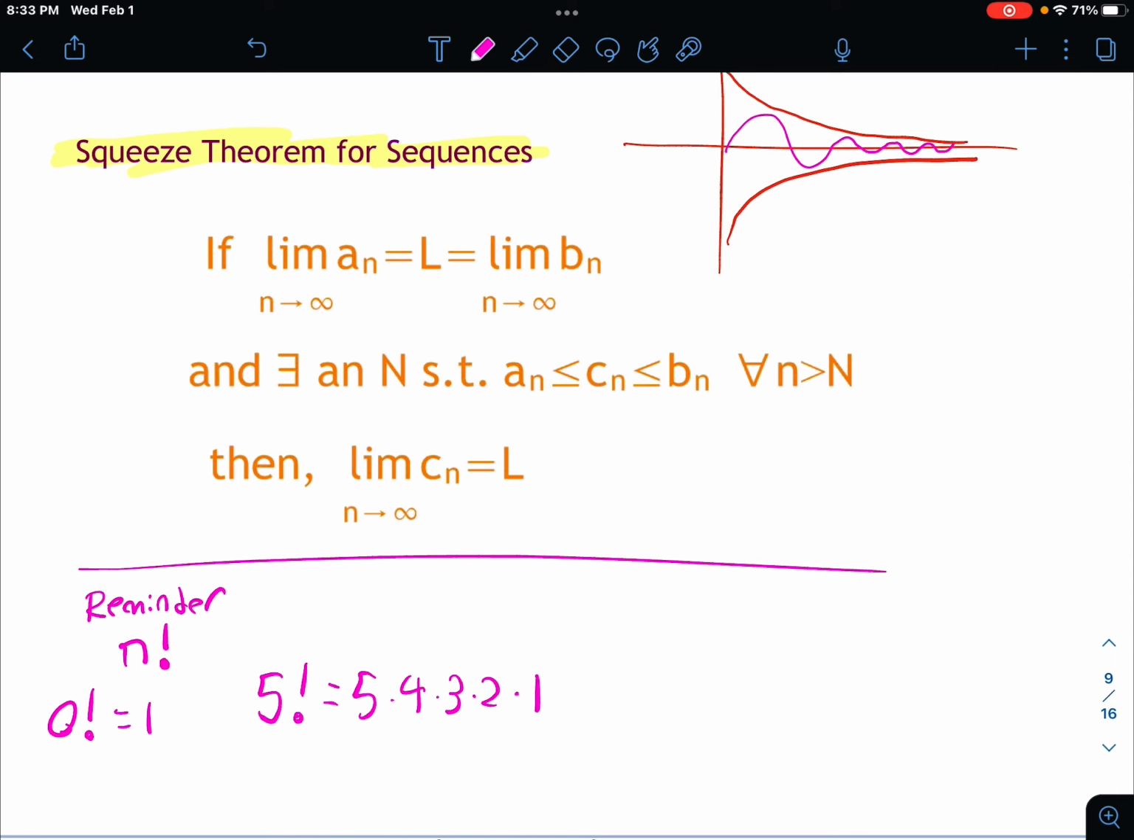What you guys are going to find in this section is n factorial grows faster than any other function. It grows faster than an exponential function. It is one of the fastest growing things, and it always overtakes an exponential. So what we're going to do is take a look at a problem. We're going to use the squeeze theorem to prove this concept, okay?